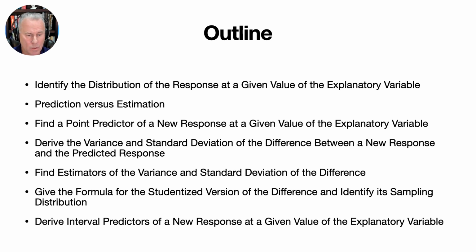Once we have those, we'll give the formula for the studentized version of the difference and identify its sampling distribution. And once we've identified the sampling distribution of that studentized version, we'll use it to derive interval predictors of a new response at a given value of the explanatory variable.